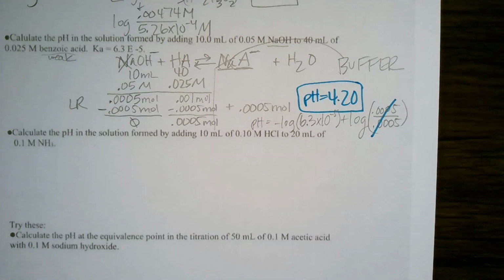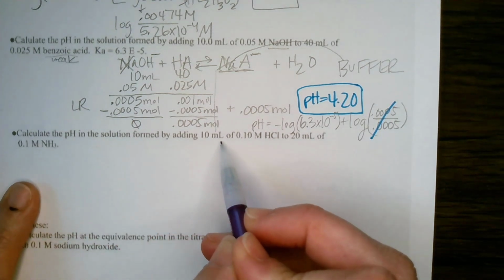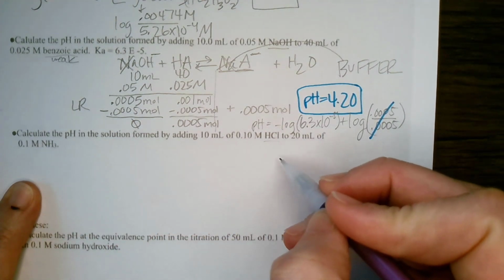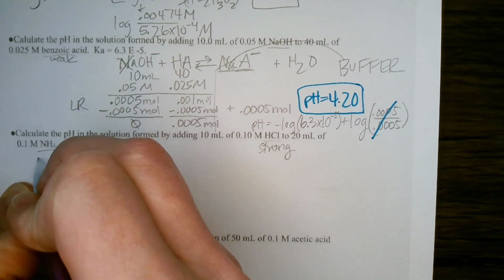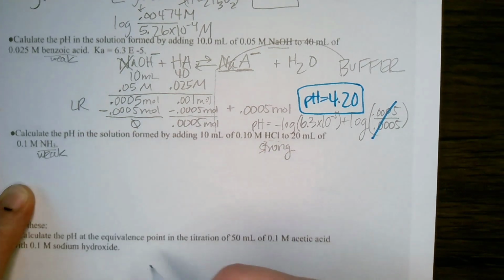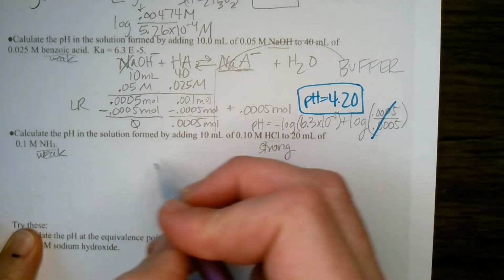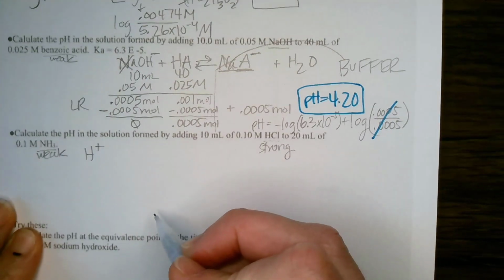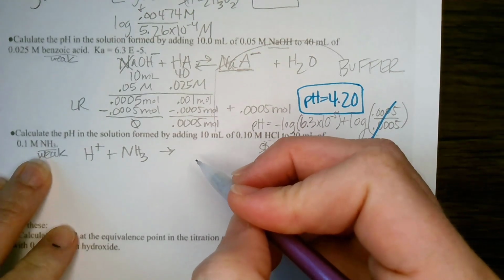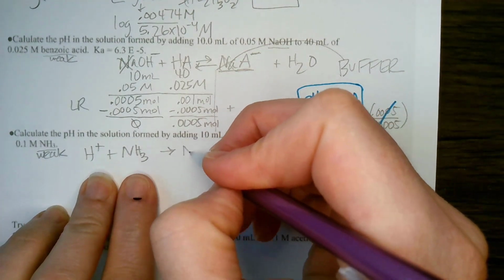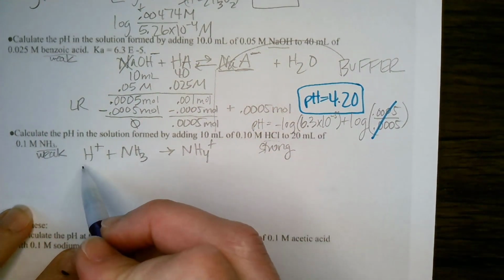Let's look at a problem that includes a weak base. So we want to calculate when we have HCl, which is our strong acid, with NH3, which is a weak base. So we know that our strong acid is going to 100% dissociate. So when I add these two together, I'm just going to have H plus and my weak base, NH3. And we know that it's going to create NH4 plus.